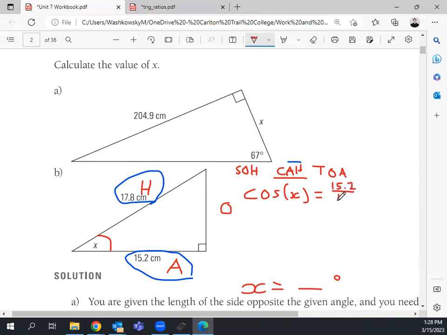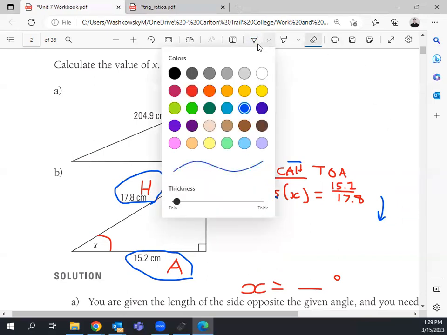15.2 divided by my hypotenuse, which is 17.8. This is exactly what we just did. Now all I need to do is turn this cosine, right? So I need to get rid of that cosine. Technically what's happening is I'm dividing by cosine. Your calculator breaks when you do that, so that's why we're going to do that second inverse.